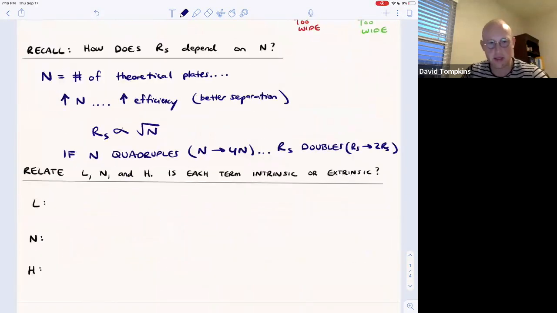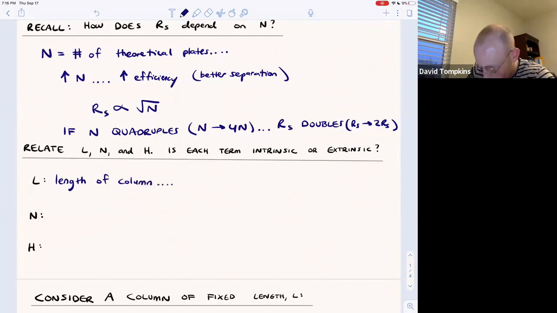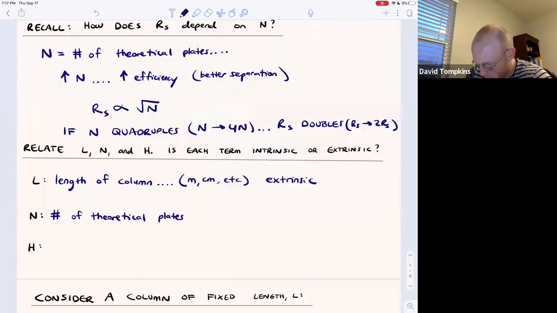So the number of theoretical plates depends on two other values. The length of the column, capital L, is an actual physical value. It's measured in units of meters, centimeters, etc. And this is an extrinsic value, or depends, of course, on the column and how long it is. The number of theoretical plates, as I mentioned, is unitless and describes the efficiency of the separation.